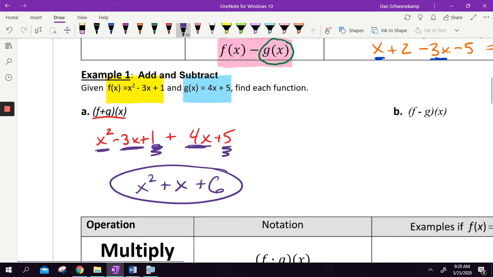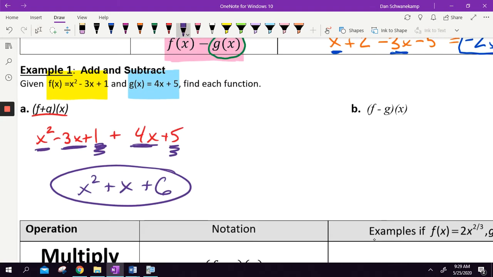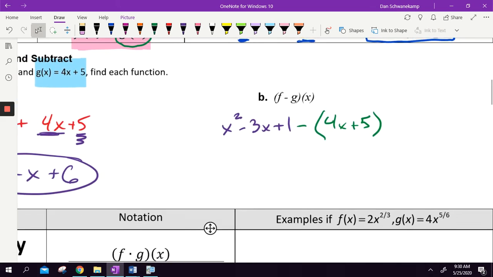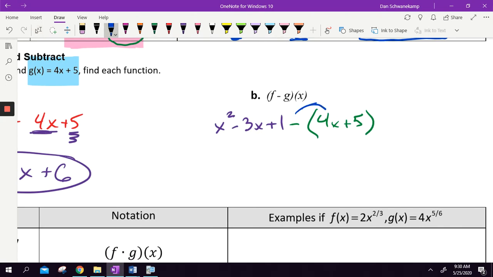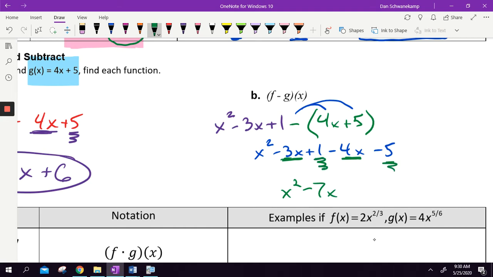That's all it's doing. Okay, what about f minus g? If I'm doing f minus g, I've got x squared minus 3x plus 1. I'm going to put a minus sign, and then I'm going to put g of x. If I just did that, it would be wrong. Because I'm subtracting more than one thing, I got to throw it in parentheses. All right, now I'm going to distribute that negative. So x squared minus 3x plus 1 minus 4x minus 5. And I'm going to combine like terms. x squared, negative 3x and negative 4x, so minus 7x. 1 minus 5 is negative 4.